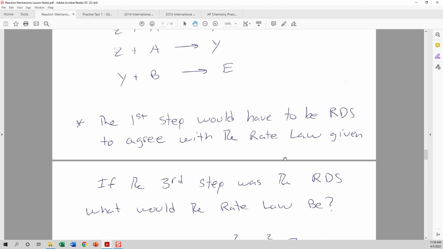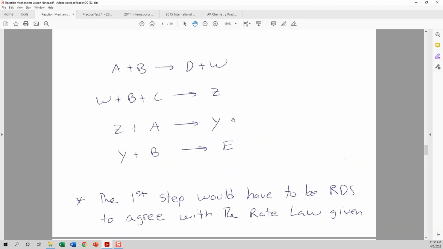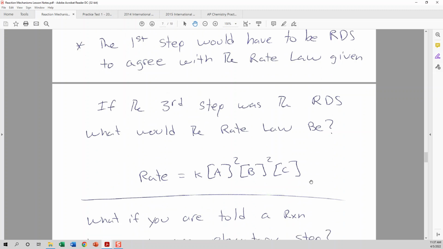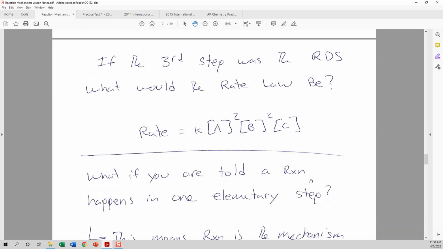If the third step in that mechanism was the rate determining step, right? Let's say this step was the rate determining step, then A would be second order, B would be second order, and C would be first order. So if the third step of that mechanism was the rate determining step, then that would be my rate equation.